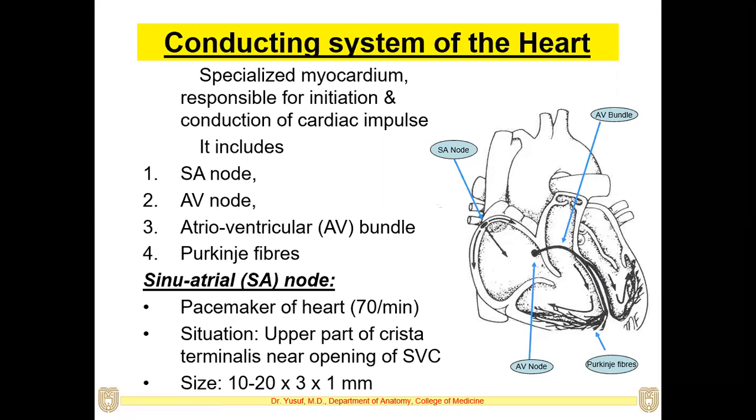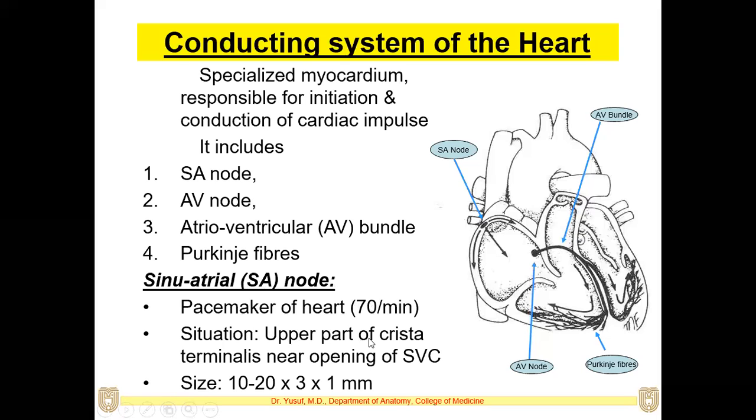Coming to the SA node, as I said, this is the main pacemaker of the heart. It can produce the impulse at the rate of 70 beats per minute. That's why it is called the pacemaker of the heart. As you know, if this doesn't function properly, then you put an external pacemaker. Whenever there is damage to this pacemaker, they put an external pacemaker. So it produces the impulse of 70 per minute.